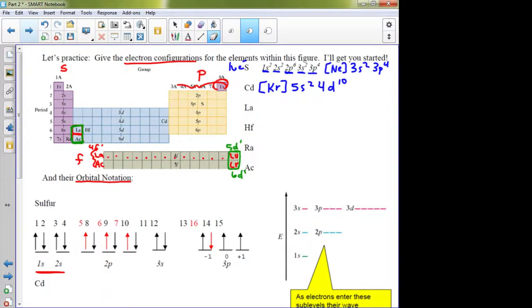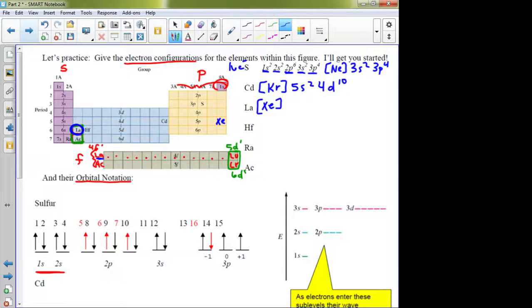All right, so the next one we're going to do is La. Let's be careful and not let La trick me, because even though they have La right here, where do I know it really should be? It should be up there right next to it, the very beginning of my f. So what's the noble gas that occurs before La? Xe, xenon. I'm going to put xenon in brackets.